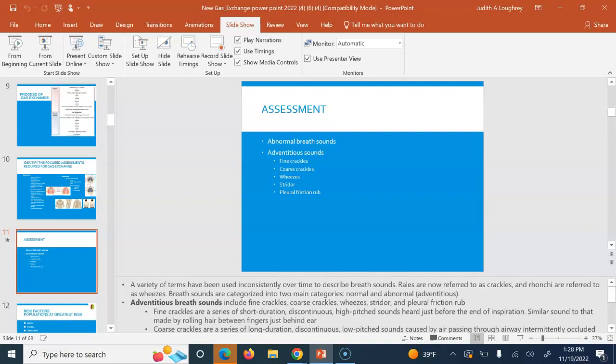So, assessment: if you're listening to lung sounds, you want to see if there are abnormal breath sounds. Another word for abnormal breath sounds is adventitious sounds. You will hear things like fine crackles, coarse crackles, wheezes, stridor, or pleural friction rub.